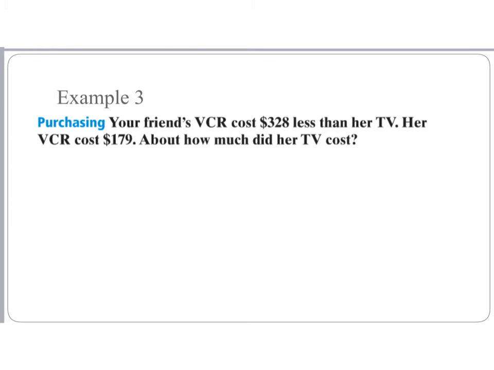For example 3, it says your friend's VCR costs $328 less than her TV. Her VCR cost $179. How much did her TV cost? So $328 less than her TV tells me that I'm going to take the price of her TV and I'm going to subtract $328 from it. Okay, and then I know that the VCR actually cost $179. So I know that the price of my TV minus the $328 is going to give me $179. So now we're going to get T by itself because we have to solve.